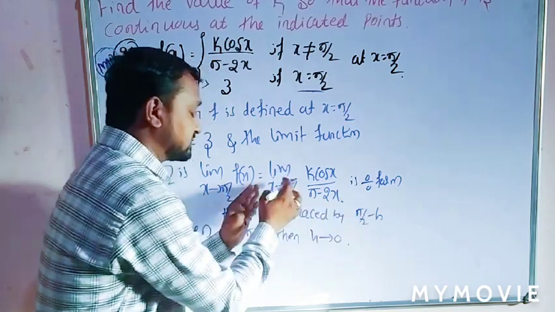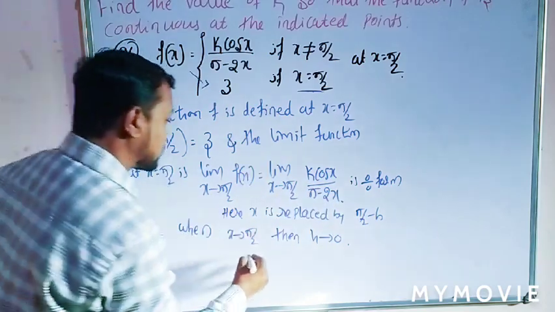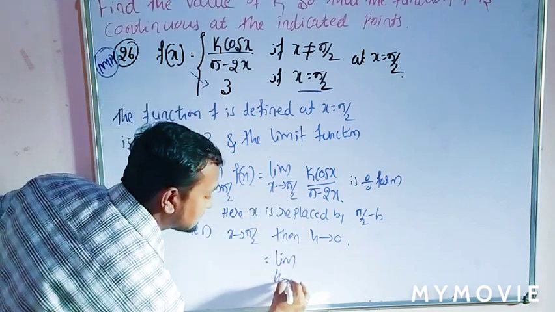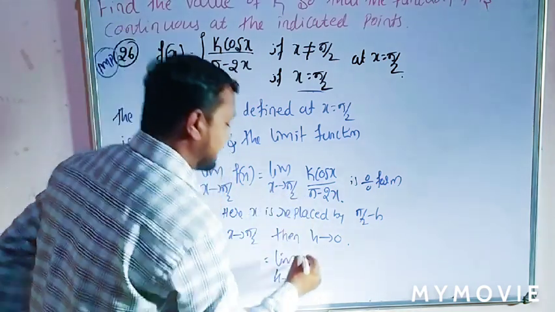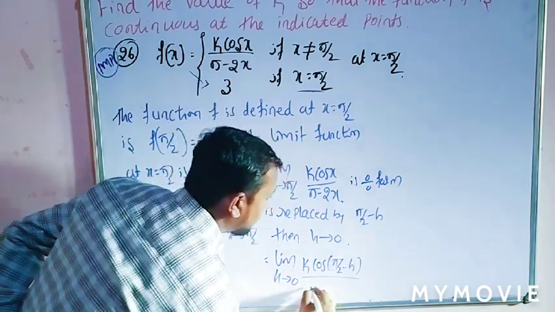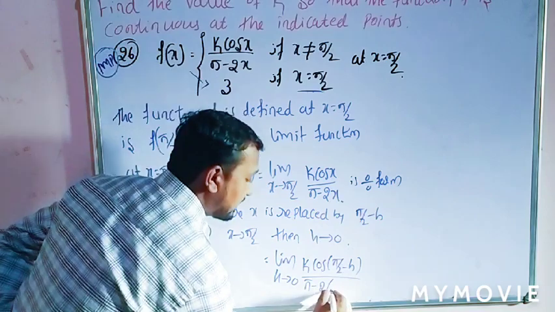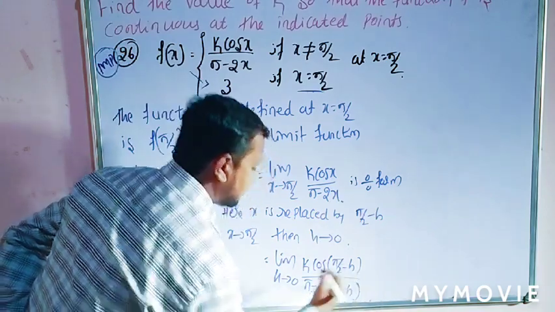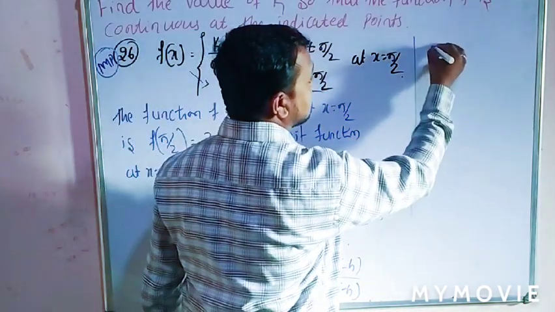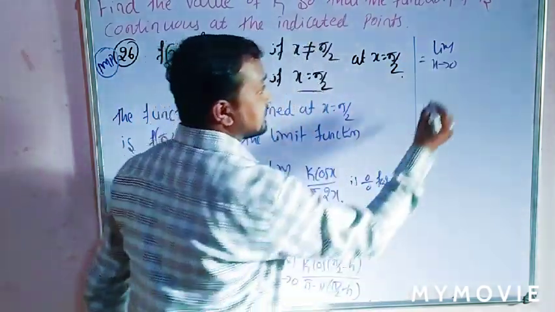Replace x by pi by 2 minus h. So the limit as x tends to pi by 2 becomes h tends to 0. Is that clear? Then that is equal to the limit as h tends to 0 of k cos of pi by 2 minus h, whole divided by pi minus 2 in the bracket, where x is replaced by pi by 2 minus h. Then next, the limit of h tends to 0 as it is, and k as it is.